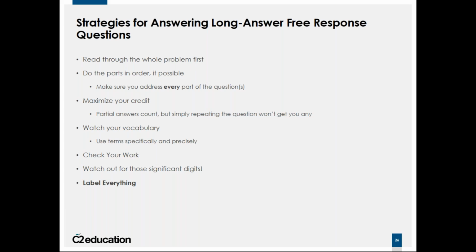For chem, for physics, make sure you check your significant figures. Yes, that does matter on this exam. And label everything. There are, in calculus, points given for having your units. So make sure you have your units for everything. Do not leave out units. Do not leave out anything. If you think it's necessary, put it in there.